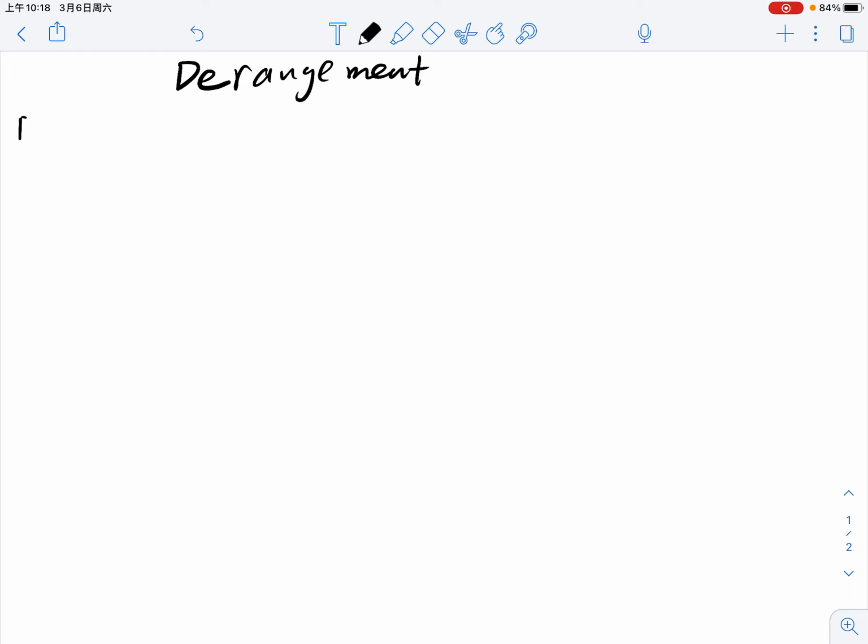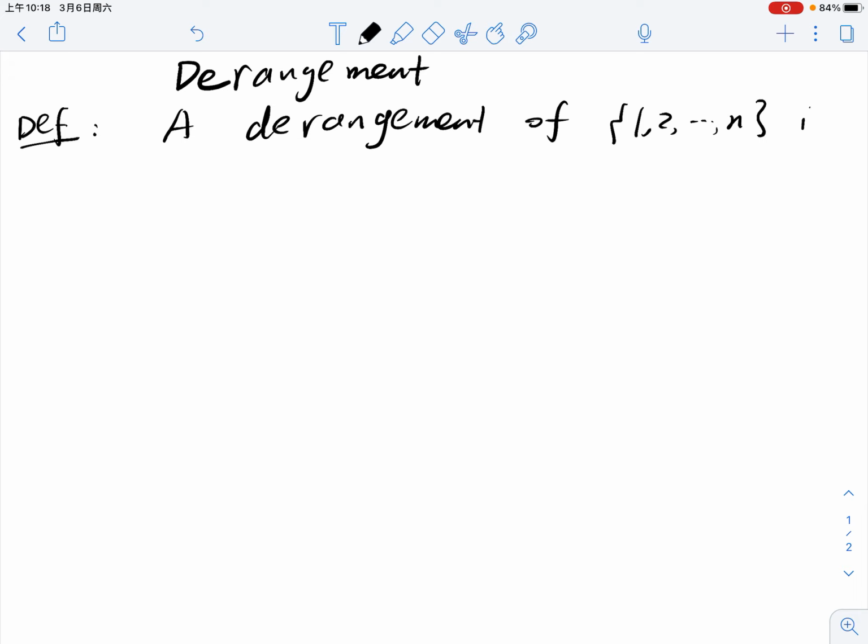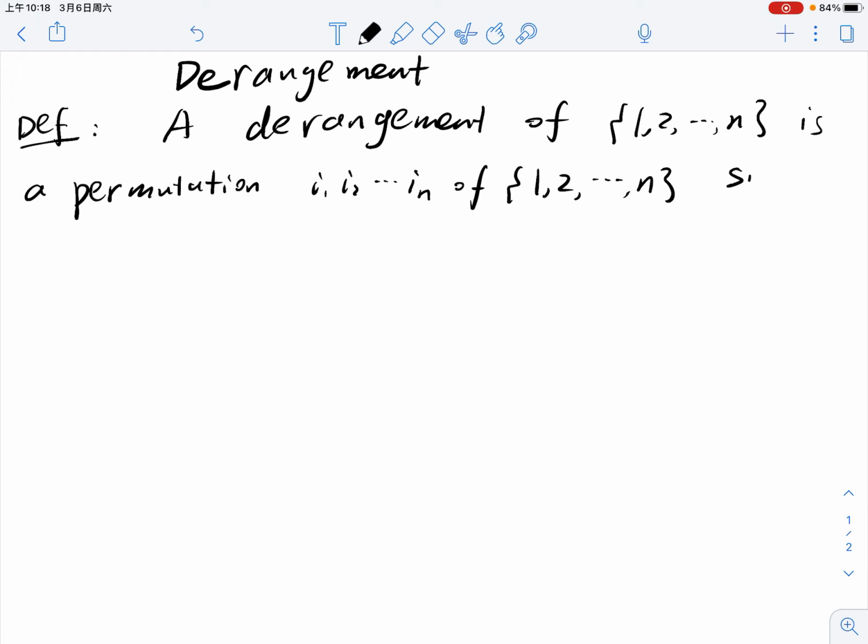So the formal definition is as follows: a derangement of a set of n elements is a permutation I1, I2, ..., In of the set such that I1 is different from 1, I2 is different from 2, ..., In is different from n.